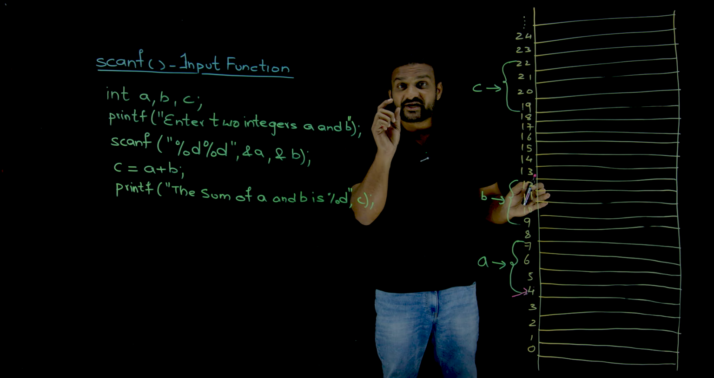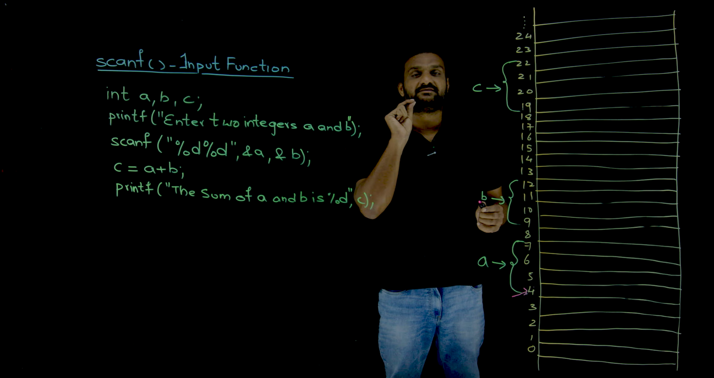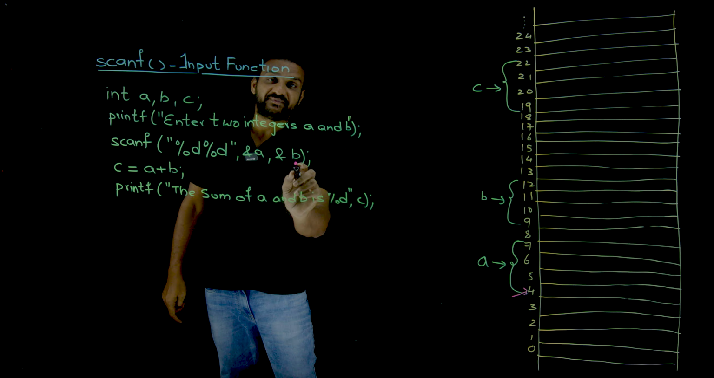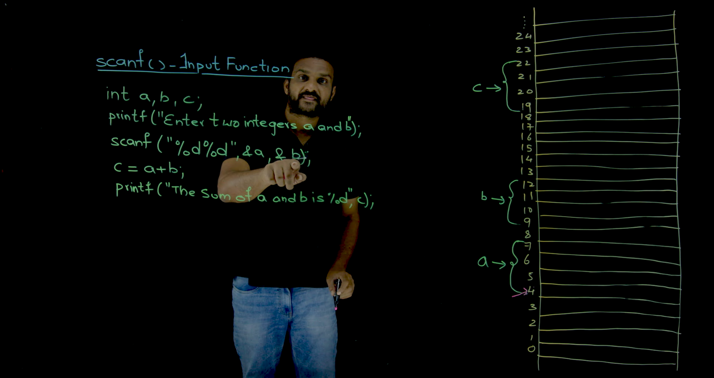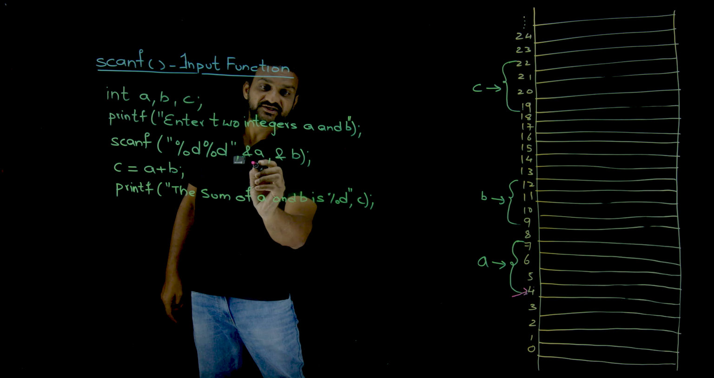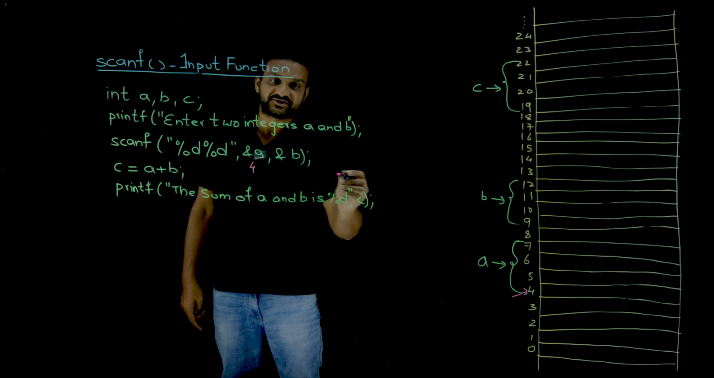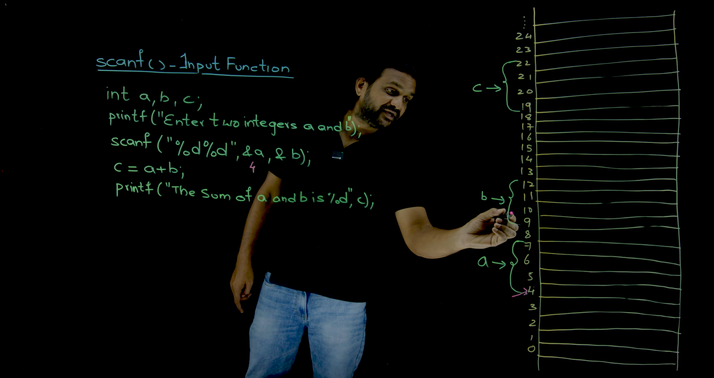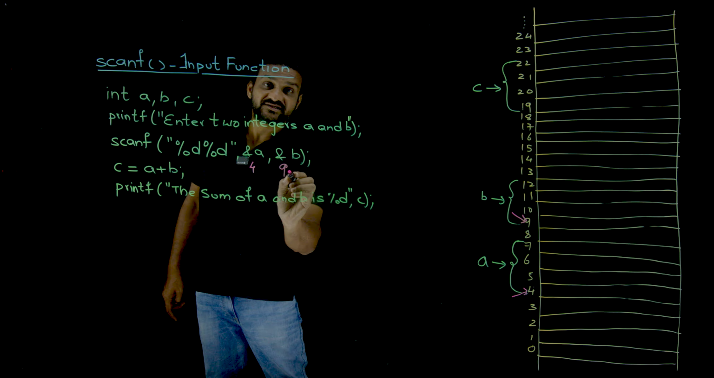Whenever ampersand A is used, we are going to get the starting address of that variable. Try to understand this. Ampersand A and ampersand B mean the address of A and the address of B. What is the address of A? It is 4 in this case, so it is going to change from execution to execution. And what is the address of B? The starting address of B, which is 9.